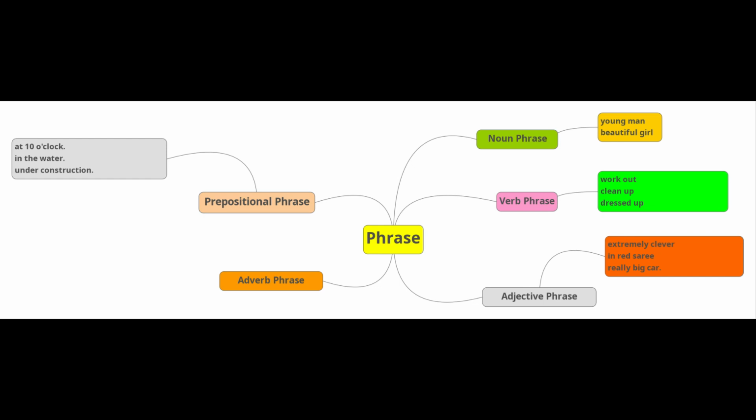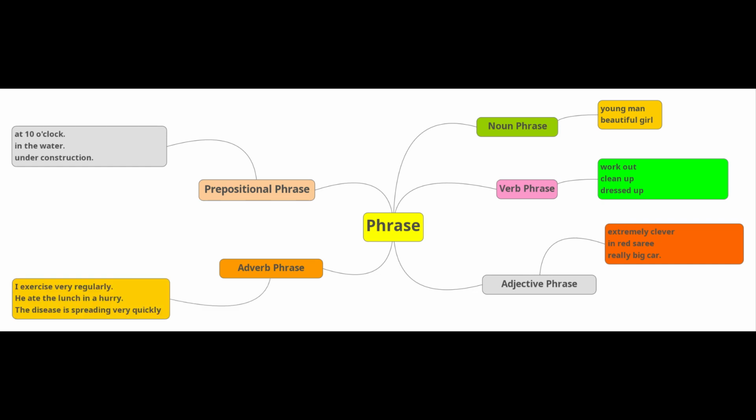Adverb phrase, or adverbial phrase. Some examples of adverb phrases are: I exercise very regularly. He ate the lunch in hurry. The disease is spreading very quickly. In the examples, very regularly, in hurry, and very quickly are adverbial phrases. It is a group of words that functions as an adverb, friends.